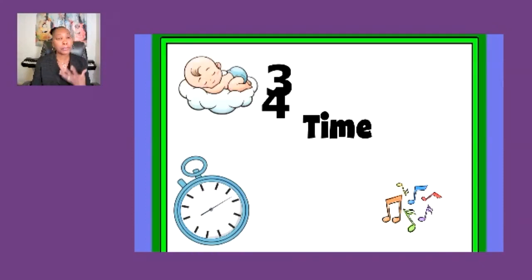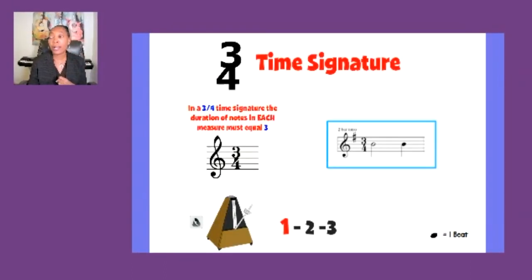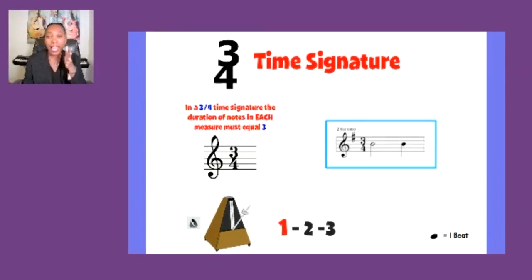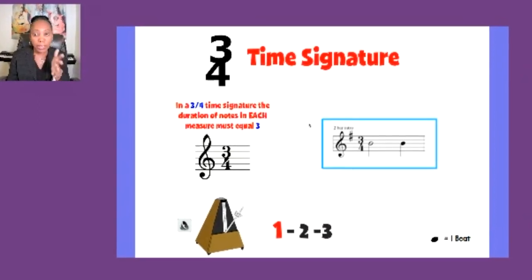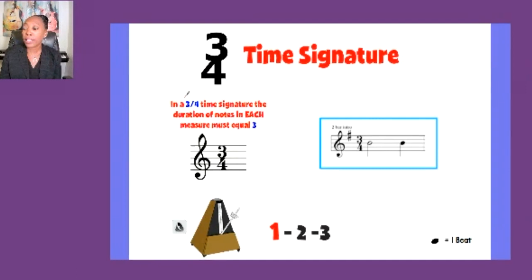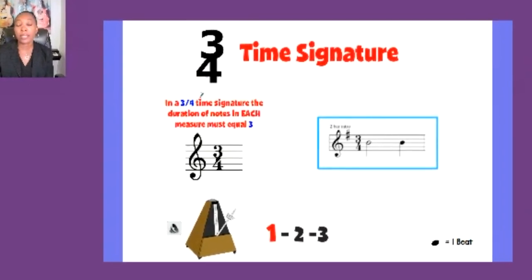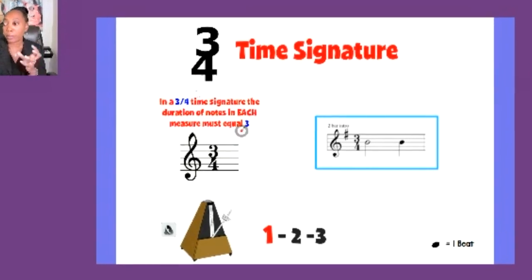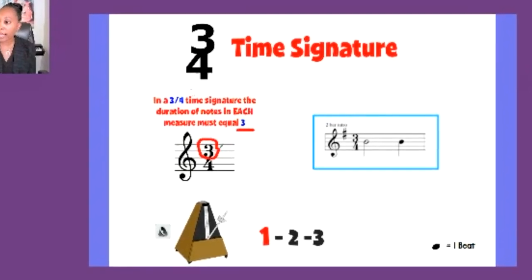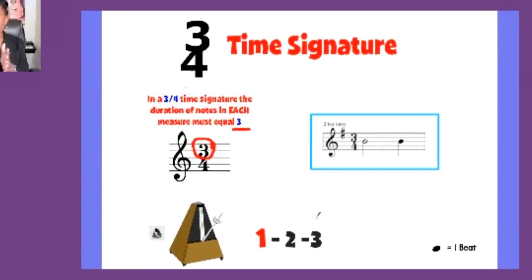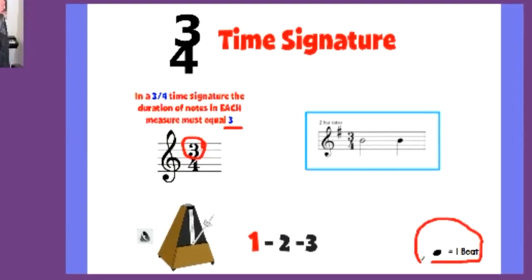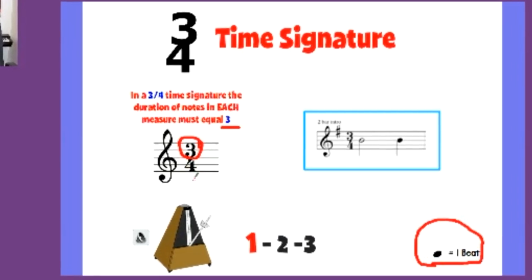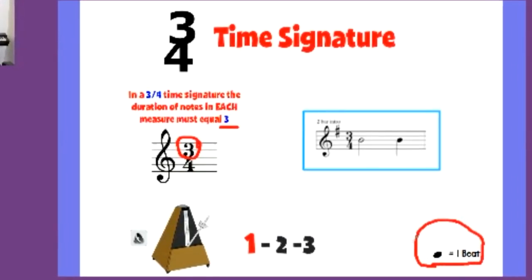All right, now let's look at 3-4 time signature. And just by the name of 3-4 time signature, you probably already know that each measure is going to equal what? Three beats, or there's three beats in a measure. All right, and so in a 3-4 time signature, the duration of the notes in each measure equals three. We see our three at the top, and it's one, two, three, one, two, three. And we know the quarter note is telling us it gets one beat. That's why when we see the number four, we know that the quarter note gets the beat.